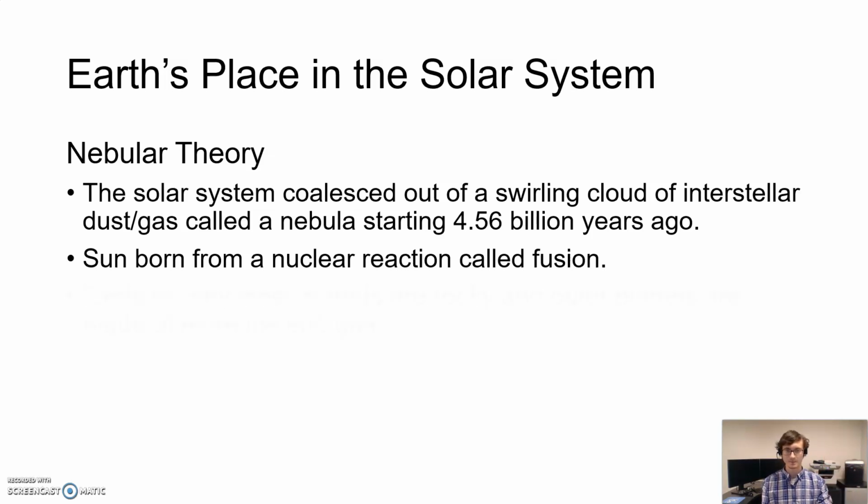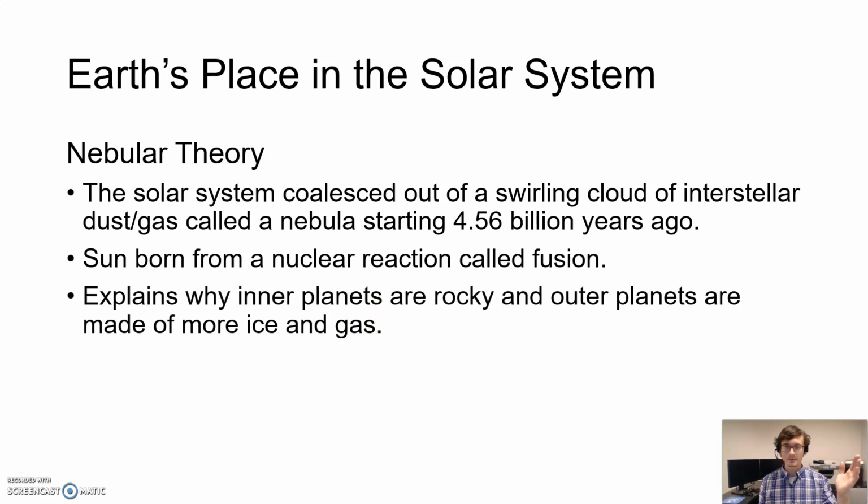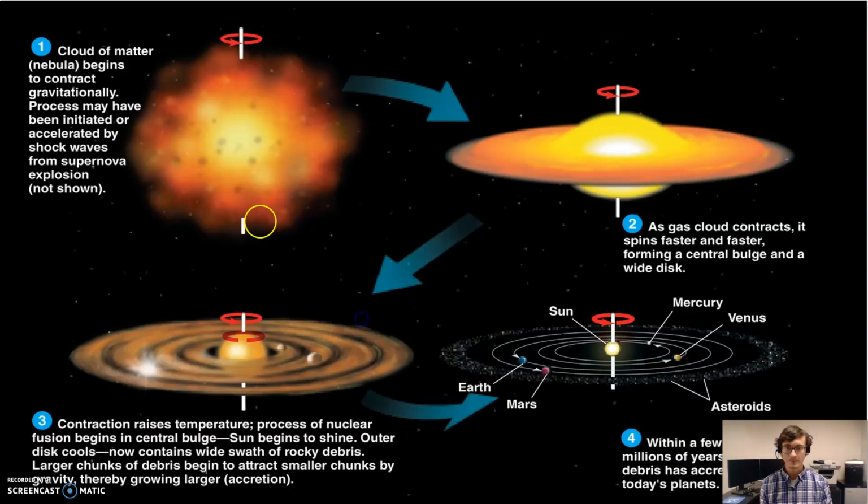these things together. And this theory, Nebula Theory, is our basis for why the inner planets might be rocky and why the outer planets are made of more ice and gas. So if this Nebula Theory is true, we would expect all the dense material to be closer in to the center of our disk, and the lighter material to be further away. If this is true, then that would be the case.